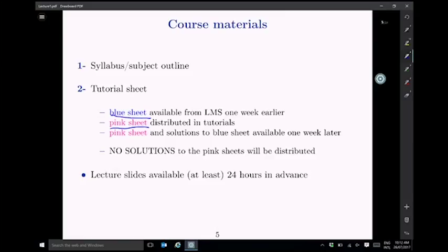What if you miss a tutorial? Well, you can either see your friend, if you have some friends in our class, or come to see your tutor, to see me, to see Vasana. You have various resources to get your answer for the pink sheet questions, but we will never distribute the solutions to pink sheet questions. So don't ask us to send you an email of the pink sheet solution. This is not going to happen. You have to be responsible for your pink sheet solution. And of course, an important part of the subject is the lecture slides. I'll provide them at least 24 hours in advance.